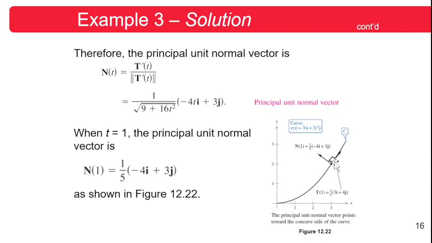As you can see in this figure, this is your r of t, or the curve. This is the unit tangent vector, which is perpendicular to this principal unit normal vector. So they are perpendicular to each other, and the angle between them is 90 degrees. And if you look at the components, the x component of the unit tangent vector is equal to the y component of the unit normal, and the y component of the unit tangent vector is the negative of the x component of the unit normal vector.